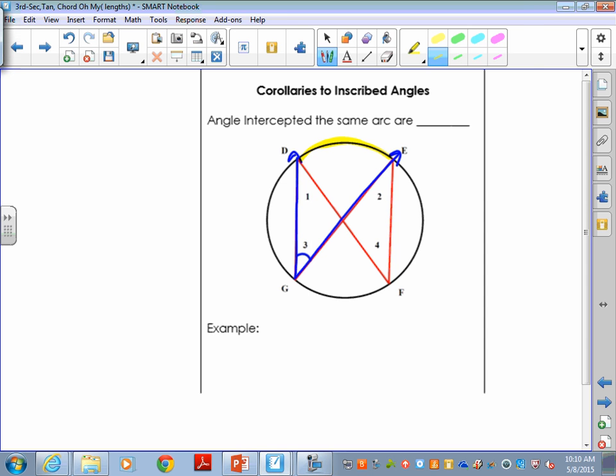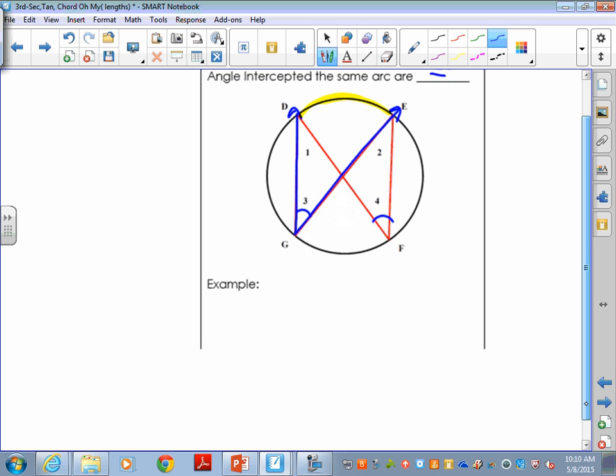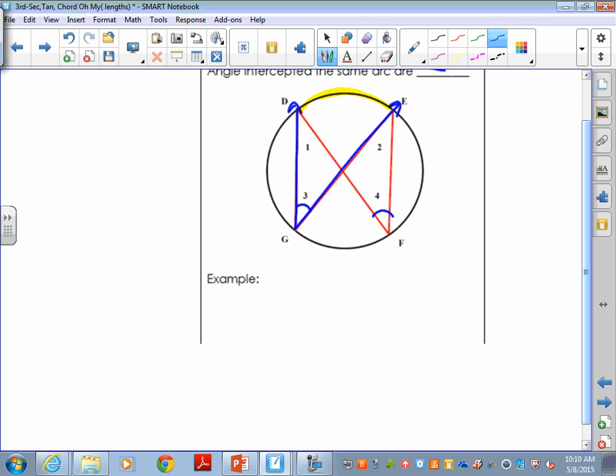All right. Now, if I'm looking at angle 4, what is the intercepted arc? DE. Okay, so if the angles intercept the same arc, they are going to be congruent. So angle 3 and angle 4 would be congruent because they intercept the same arc. Y'all see that? Okay, so angle 3 is congruent to angle 4 because they have the same intercepted arc.